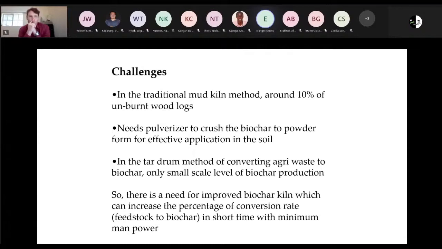Effective application here means when we apply it in powder form in the soil, especially to vegetable crops, we can see the difference within 20 days between the other plants and the biochar applied ones. The third one is that in the tar drum method of converting agri-waste to biochar, only a small scale of biochar can be produced. So when we go for scaling up, the existing tar drum method will not work. There is a need for an improved biochar kiln, which can increase the conversion rate of any feedstock to biochar in short duration with minimum manpower.